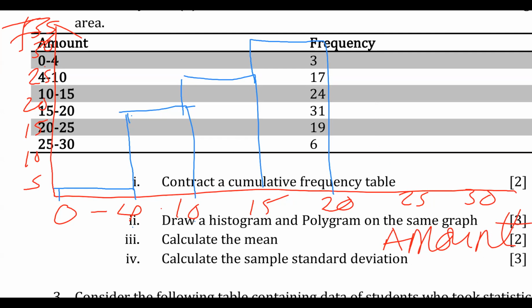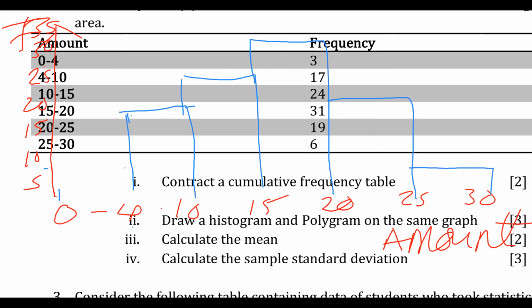Let's try to draw it properly. You see, it is somewhere here. And the last one is 6. 6 is just above 5, like that. So this is the frequency. This is called a histogram for you. If you want, you can even label it.